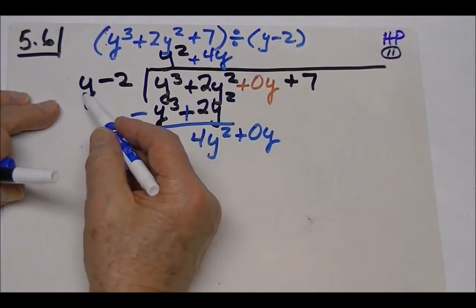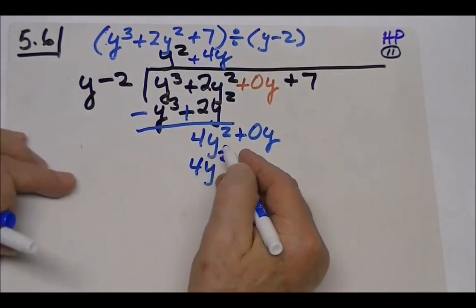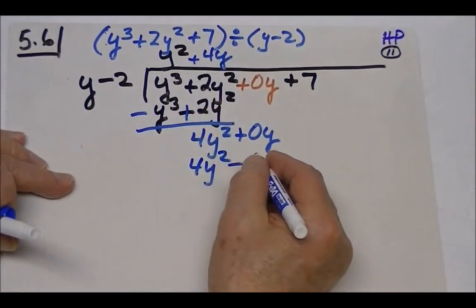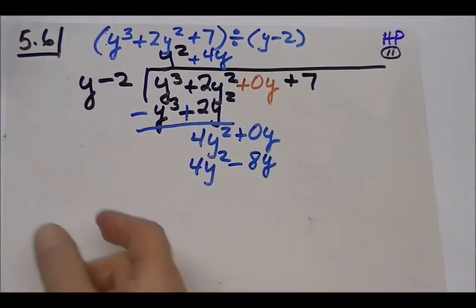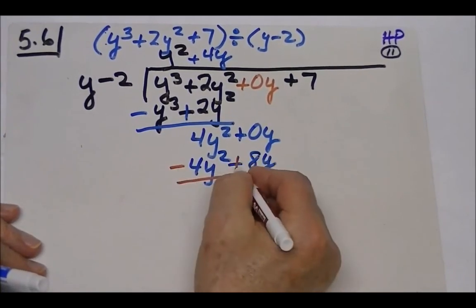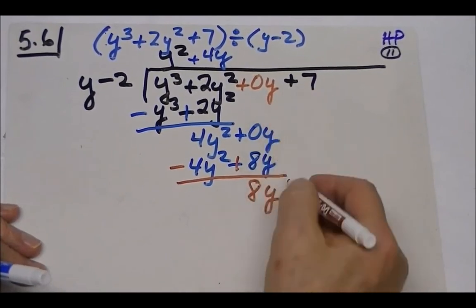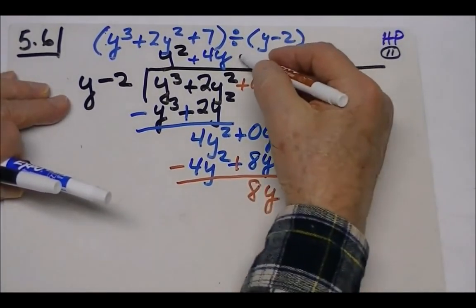So now when we multiply y times 4y, we get 4y squared. We now go a negative 2 times this, and we get a negative 8y. Now, when we draw our line, we change our signs. So this now becomes 8y. Bring down our 7. And y goes into there 8 times.